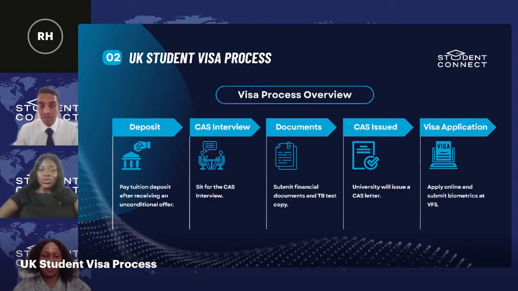Now, the first thing has to do with the deposit. Once you have received your unconditional offer, the first thing you need to do is to pay your initial deposit. To understand what the initial deposit payment does to the progress of your application, this amount is usually stated in your offer as the amount you need to pay to the university as your financial commitment to secure your slot on the course. Most importantly, to proceed to the next stage of your application process. Once the deposit is paid, you receive an invitation to the CAS interview from the university.